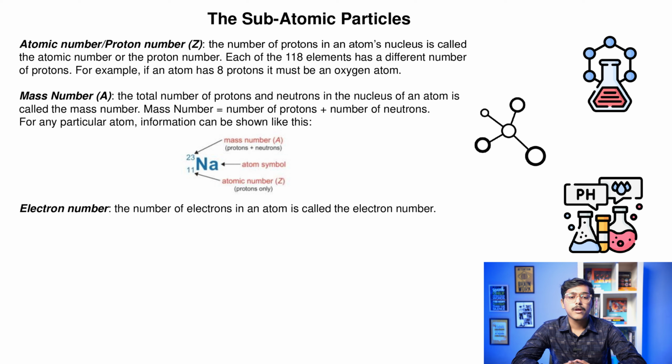What is a mass number? The total number of protons and neutrons in the nucleus of the atom is called the mass number of the atom. The mass number is calculated by adding the total number of protons with the total number of neutrons.